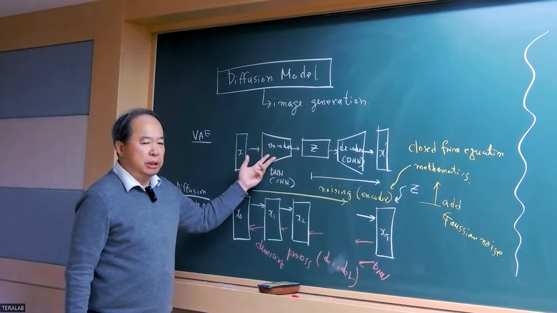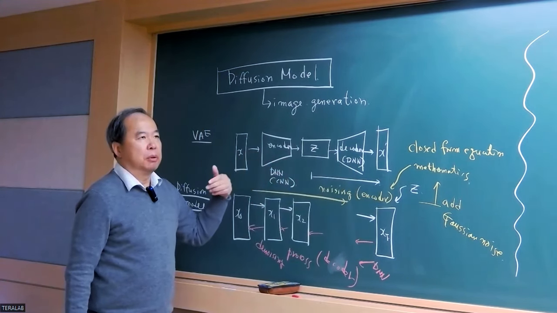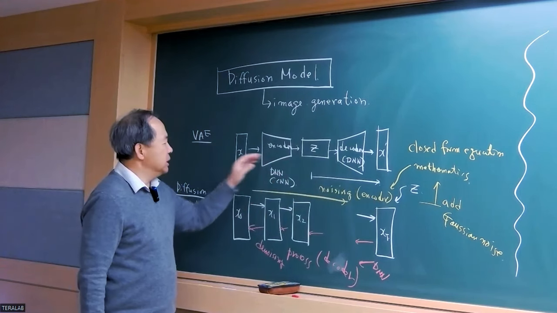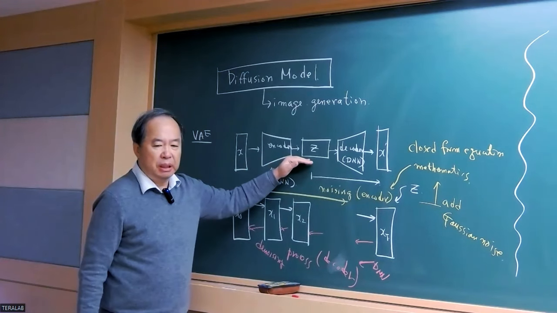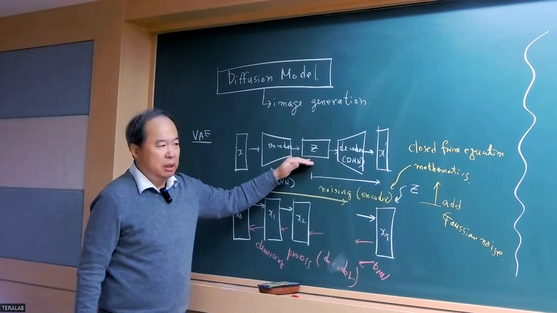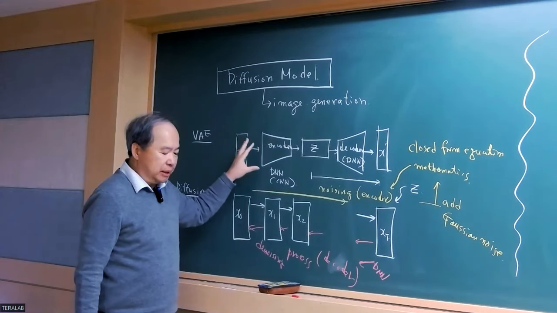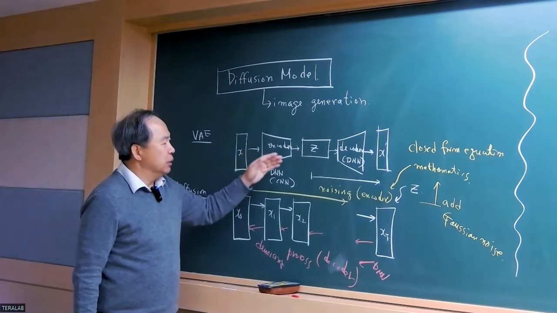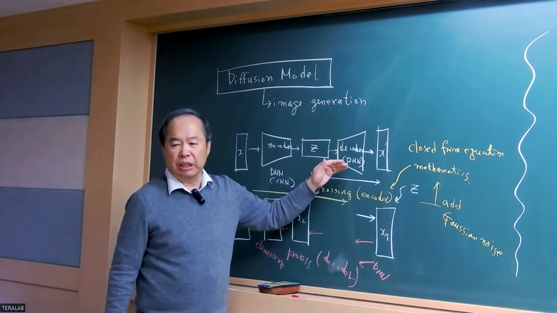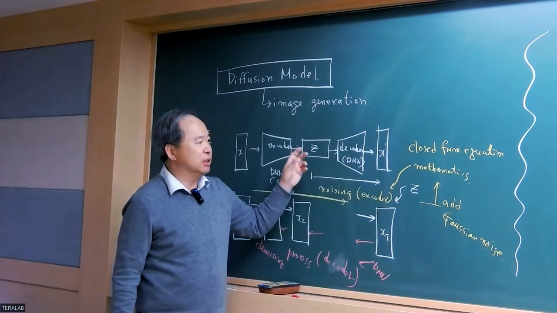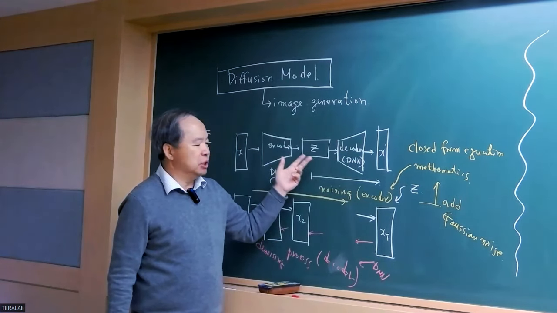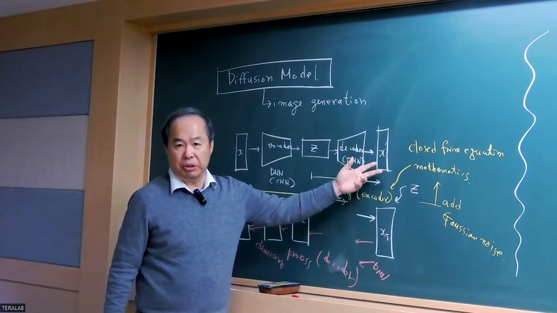The encoder is trained using the regularization term, which means G-space has to be a Gaussian function. So once this architecture is trained, we use this decoder to generate new images. By having different combinations in G-space, we can generate new images.